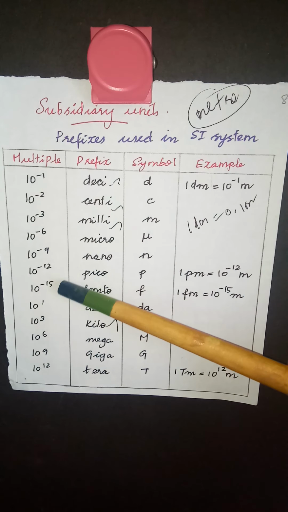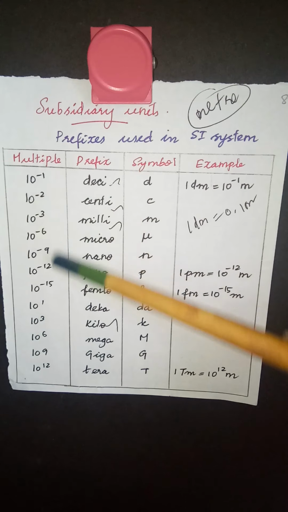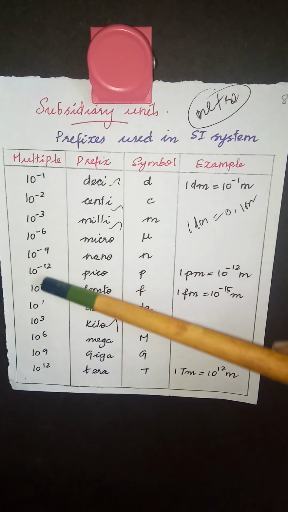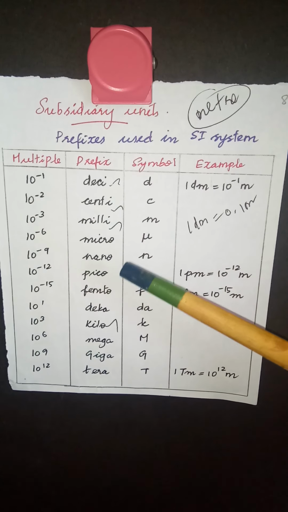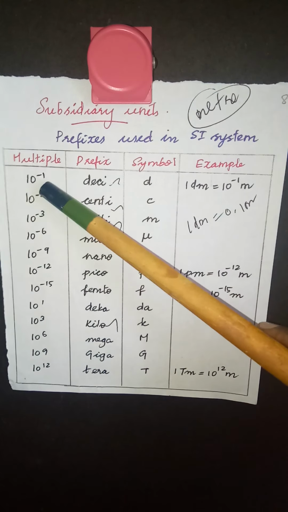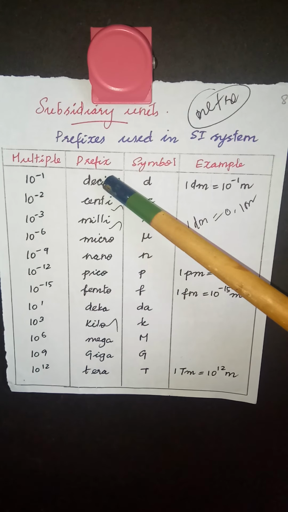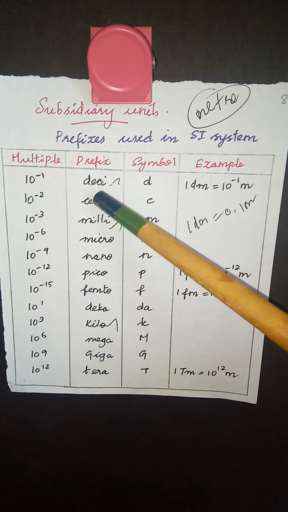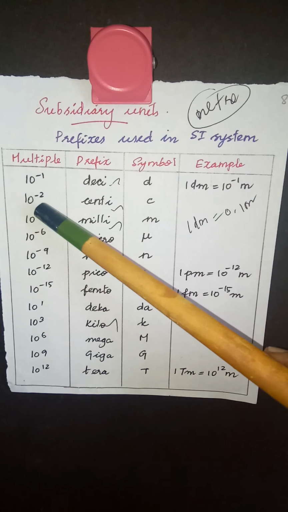These are the fractions of meters, and these are the multiples of meter. These are the fractions, which means less than meter, and this will be greater than meter. See, 10 power minus 1 meter is called deci. So 1 decimeter is equal to 10 power minus 1 meter, which means 0.1 meter. 1 centimeter is equal to 10 power minus 2 meter.